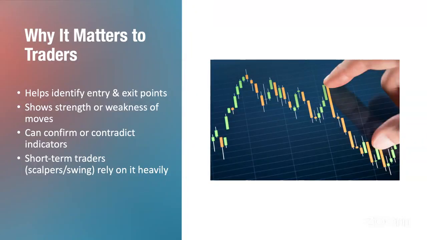Why does this matter to traders? Obviously it helps identify entry and exit points. That's somewhat what we try to use it for. It can show strength or weakness of the moves the stock is making at the time. It can confirm or contradict indicators. Again, no indicator is 100% right all the time. But price action in technical trading is really valuable for short-term scalpers or swing traders making one, two, three day trades, going in and out of stocks very quickly, whether they're using options or just trading the stock itself. They use this on a lot of short-term basis.